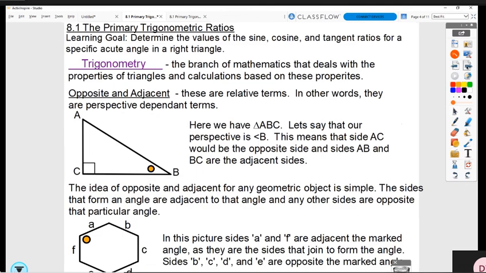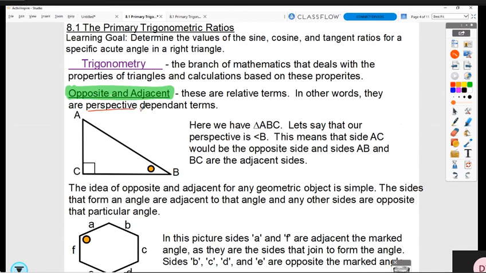Now the other two sides, we call them A and B. But in trigonometry, they have specific names with specific locations. We have here opposite and adjacent sides. This is brand new information to us in grade 10. It says here, these sides are relative terms. In other words, they are perspective-dependent terms. A side can be labeled adjacent or opposite based off of your perspective.